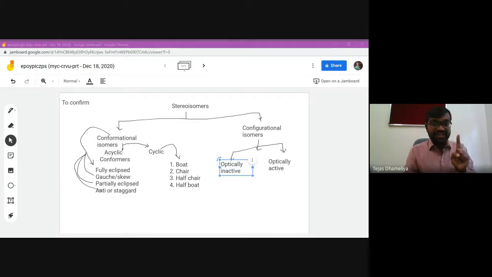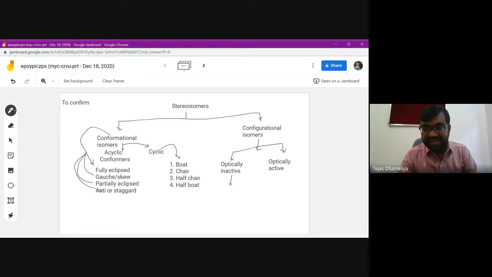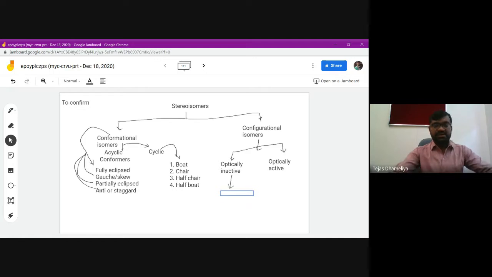If a compound is rotating the plane of polarized light, it is called an optically active compound. If a compound is not rotating the plane of polarized light, it is called an optically inactive compound. These two that are written are nothing but examples of optically active and optically inactive. So optically active, optically inactive. Now let me teach you what is called an optically inactive compound. Optically inactive ones are basically your geometrical isomers. You must have heard the name.